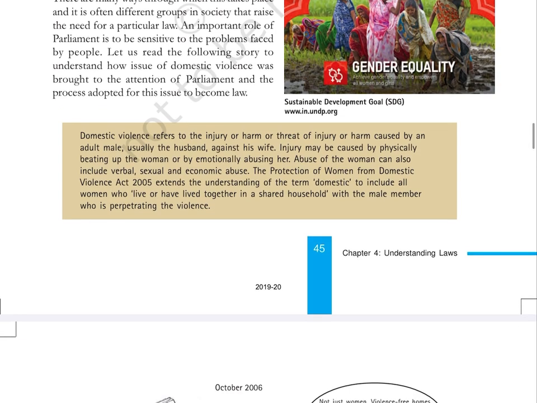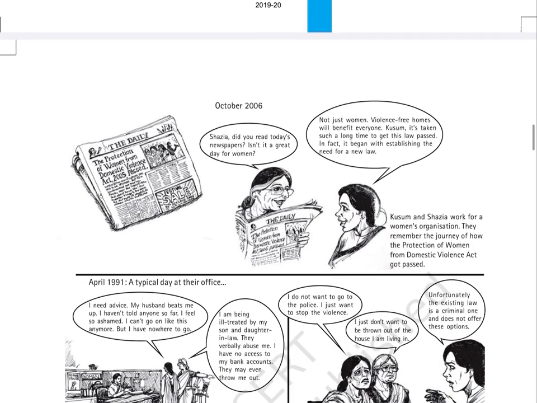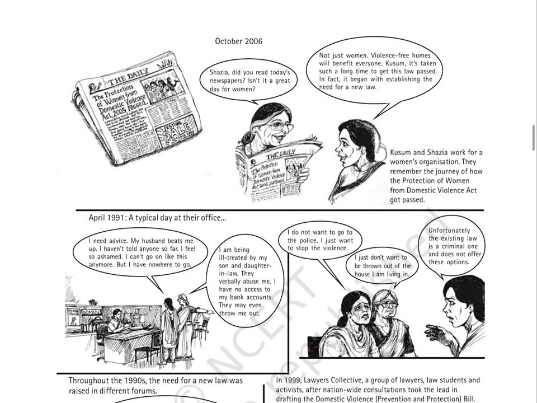The above was page number 45. Page number 46. Kusum and Shazia work for a women's organization. They remember the journey of how the Protection of Women from Domestic Violence Act got passed.